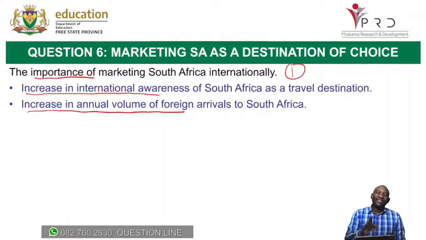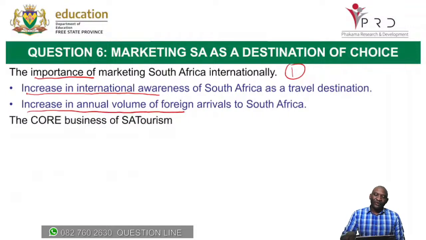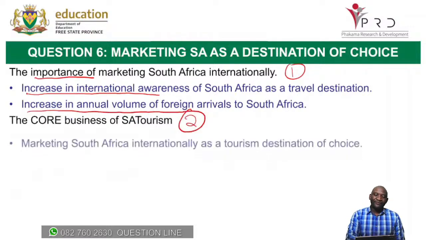Right, so that is the first thing. The first thing that you need to know when you're looking at this topic is, what is the importance of marketing South Africa internationally? Let's look at the second one. I'm going to put this as number two. The core business of SA Tourism. What is SA Tourism all about? South African Tourism, what is it all about?